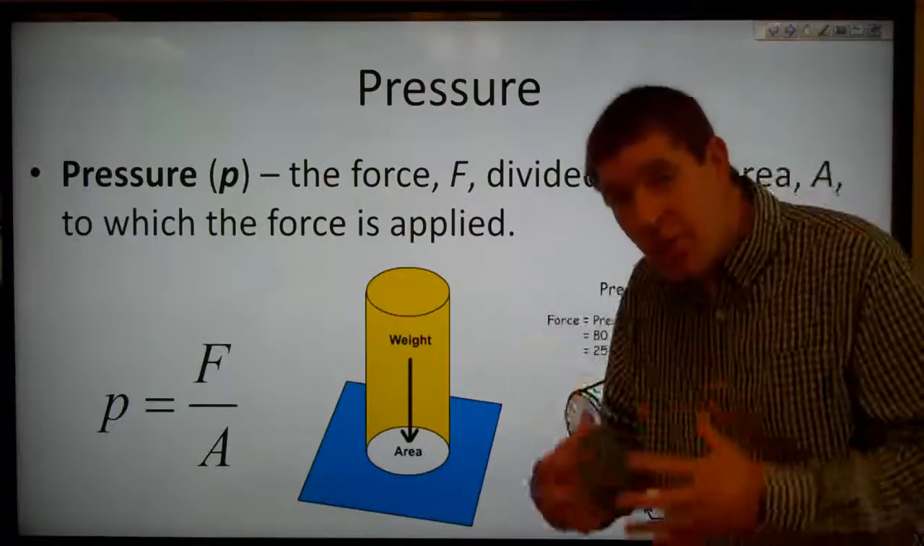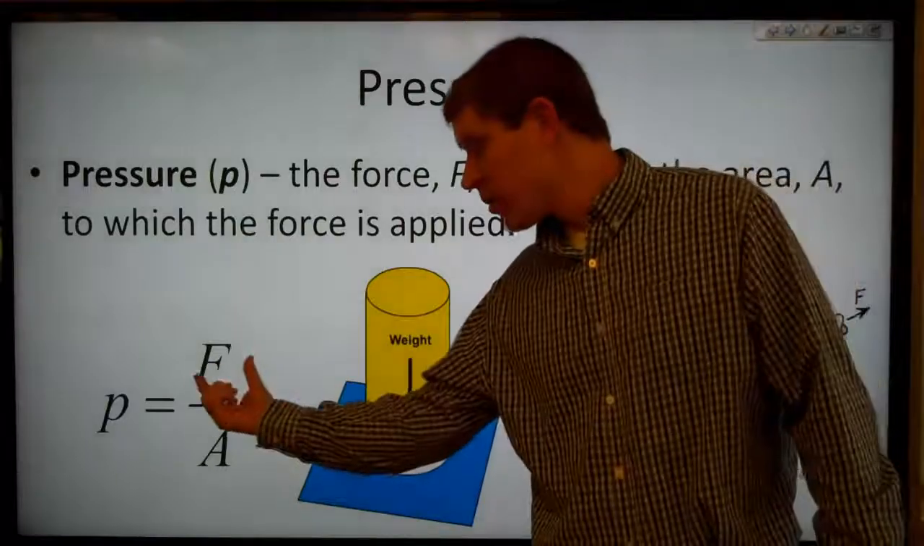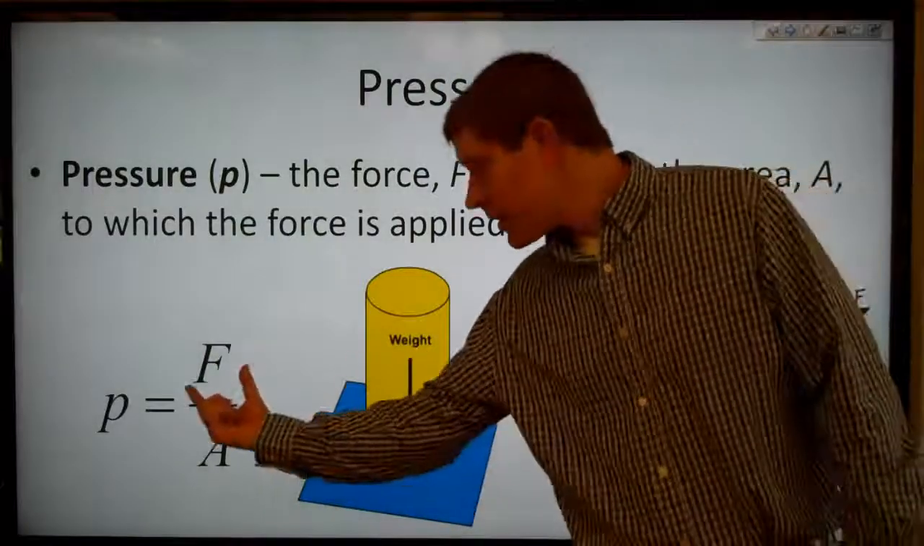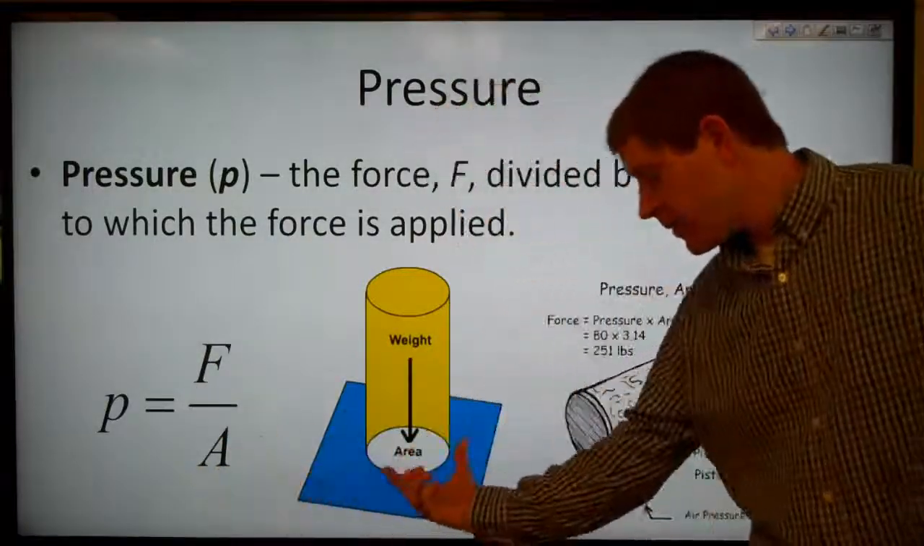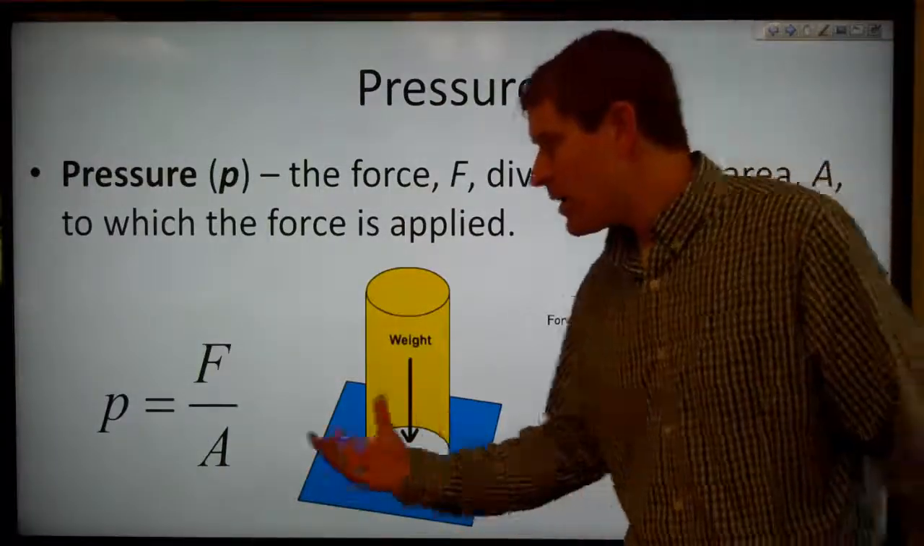Now the weight is, remember, being pulled down by the force of gravity. So that force that's being applied is the force of gravity pulling down on the object. So that's the F there. The A is the area of the bottom of the weight, or the area on the table that the weight is occupying. That's the pressure.